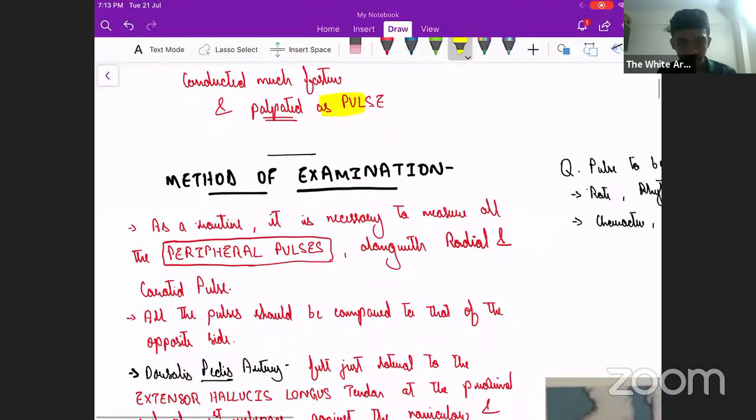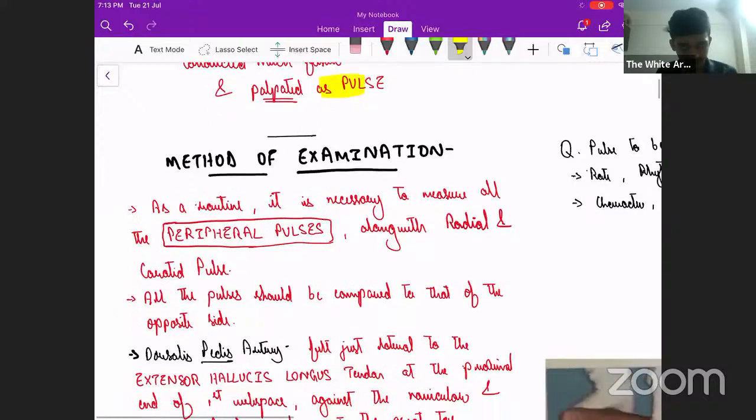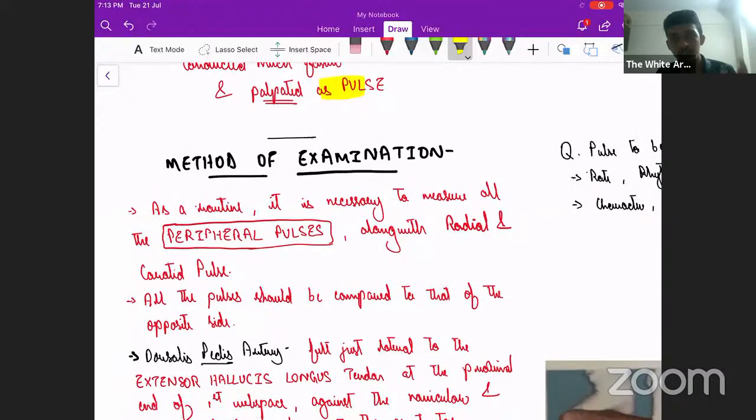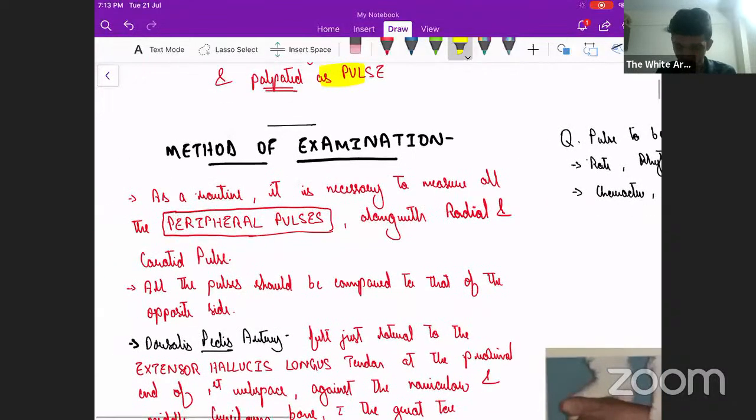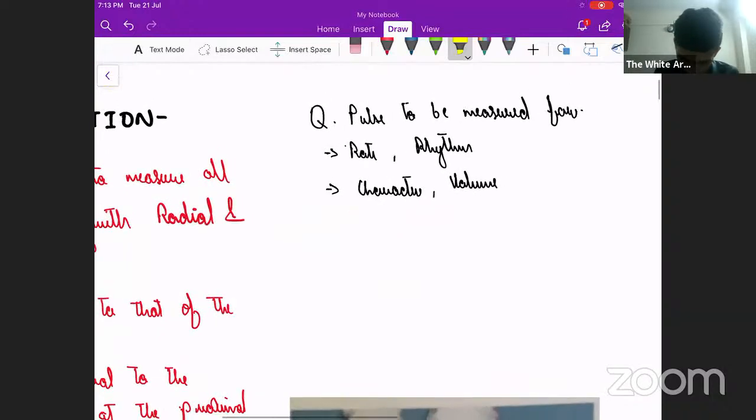So I'll just elicit the right method over here. I can't elicit it in a patient here, I'll tell the right method, but go back and elicit it in patients, okay? Because this is the most basic thing to know. So for rate and rhythm, which is the best pulse, and for character and volume, where do you go for?